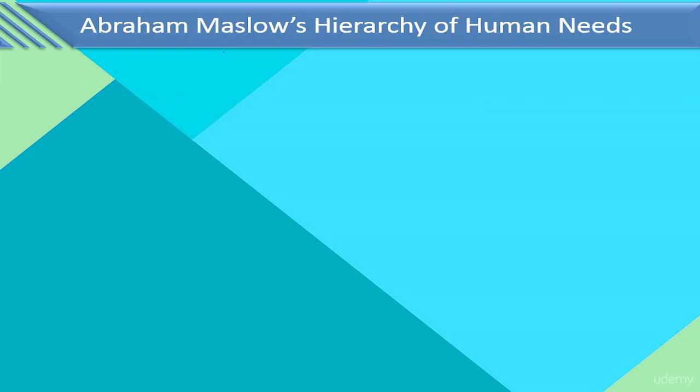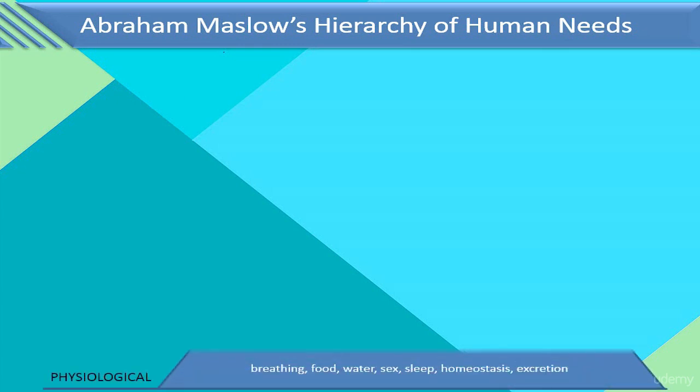Now that you can differentiate between the two different types of motivation, let's take a look at Abraham Maslow's hierarchy of human needs. According to Maslow, 5 basic human needs must be satisfied in order for internal motivation to occur. Physiological needs are considered the lower level of needs and must be met first. They include the need for food and sleep.